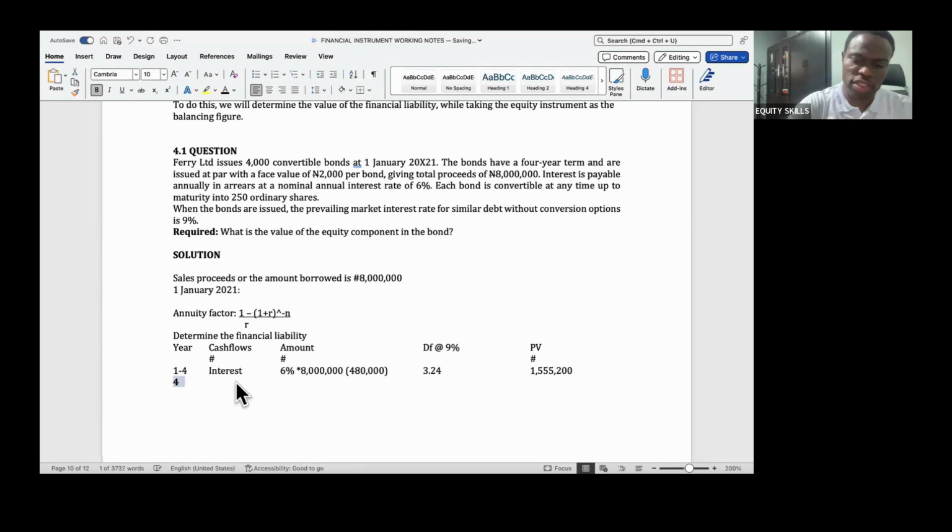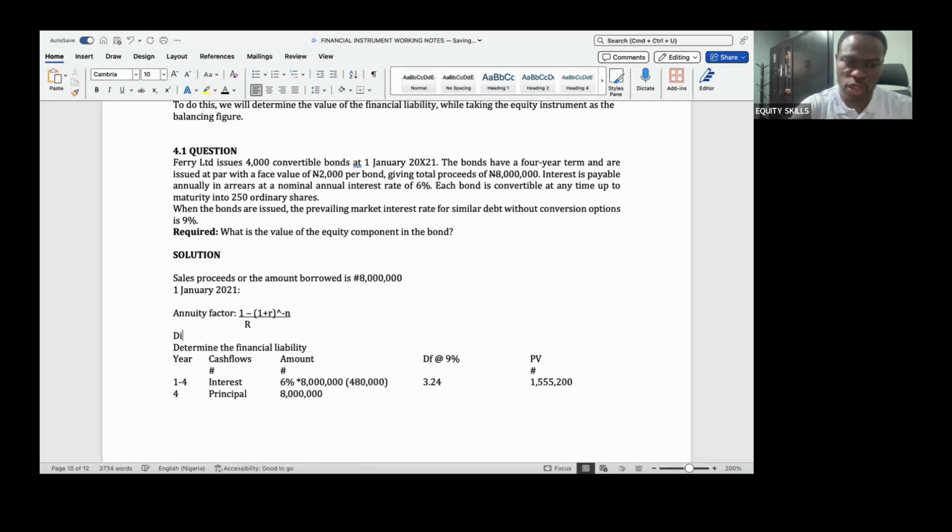Also, at maturity, on this financial liability, we are going to pay back the principal, which is 8 million at maturity. So how do you get the present value of a future amount? You use the discount factor, which is different from the annuity factor. And that one is straightforward.